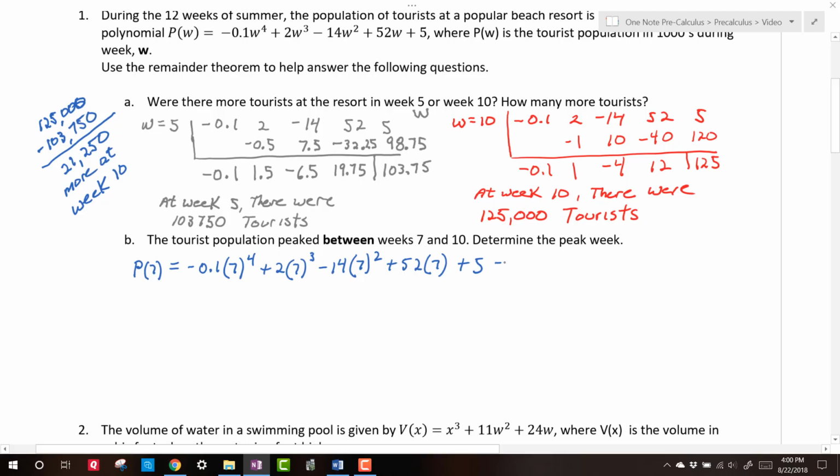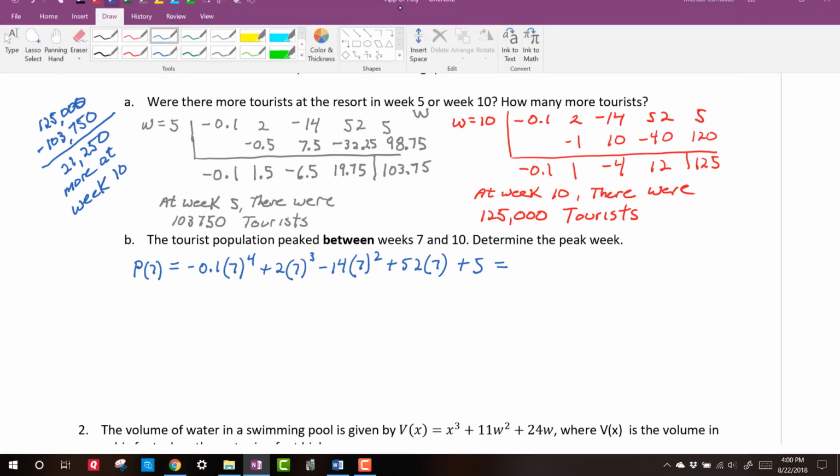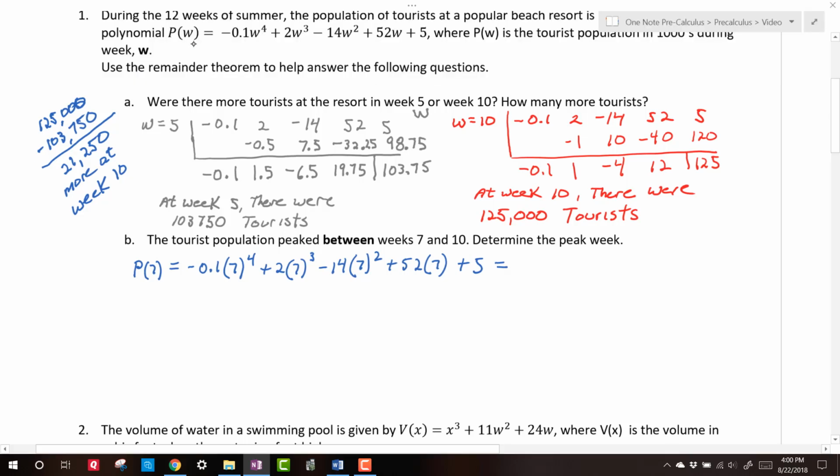And so I'm going to pull out my calculator in a second and do that, but before I do that, I'm going to go ahead and set up my next one because I need to see what P of 8 is. Alright, so P of 8 is going to be negative 0.1 times 8 to the 4th plus 2 times 8 to the 3rd minus 14 times 8 squared plus 52 times 8 plus 5, and we'll get another number there.